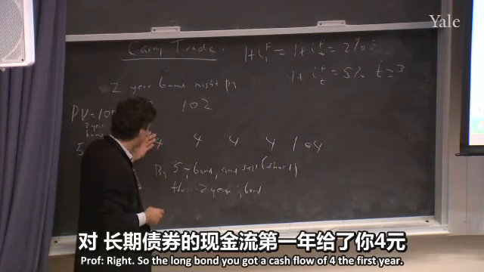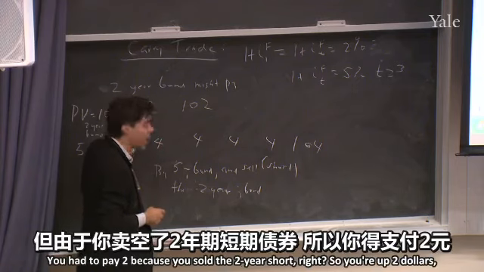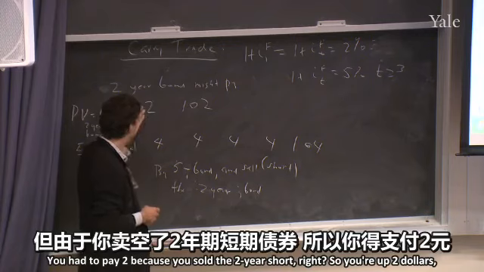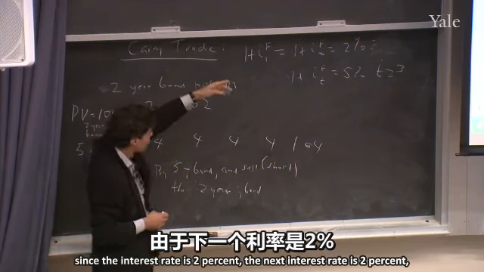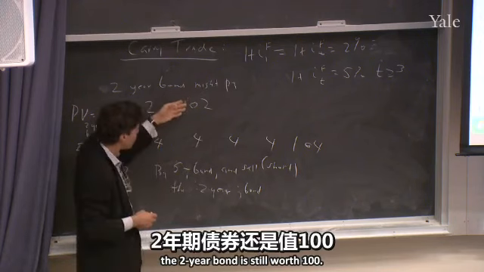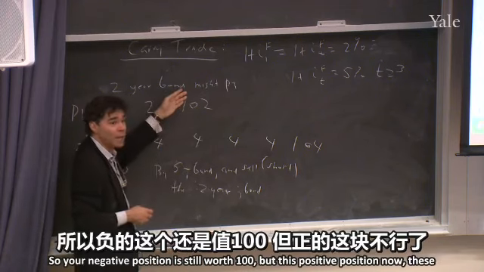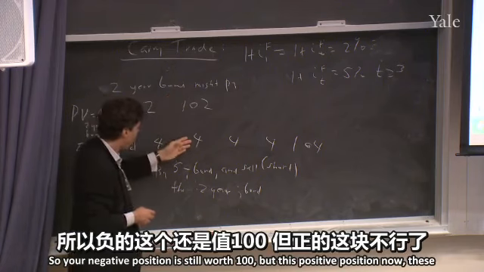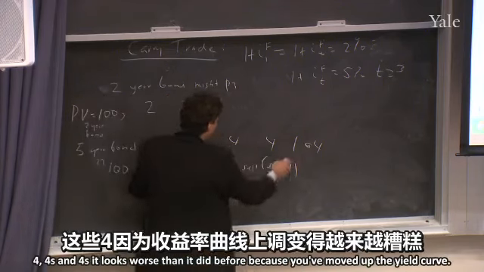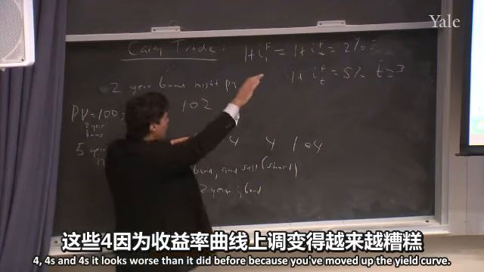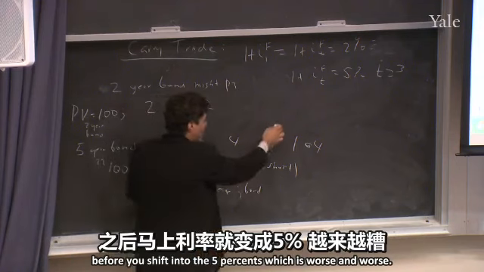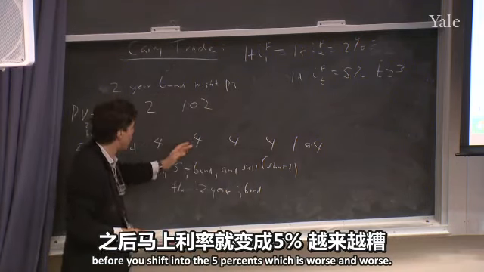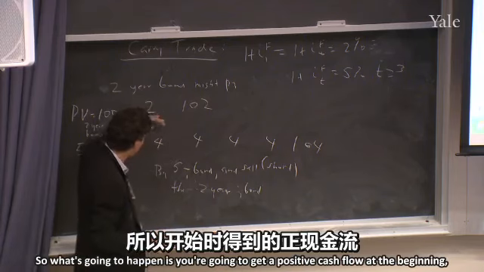Right. So the long bond, you got a cash flow of 4 the first year. You had to pay 2 because you sold the 2-year short, right? So you're up $2. But what you owe at the end of the first year, since the next interest rate is 2%, the 2-year bond is still worth 100. So your negative position is still worth 100. But this positive position, these 4s, looks worse than it did before because you've moved up the yield curve. Instead of 2 years at 2%, you only get 1 year at 2% before you shift into the 5%, which is worse and worse. So you're going to get a positive cash flow at the beginning.